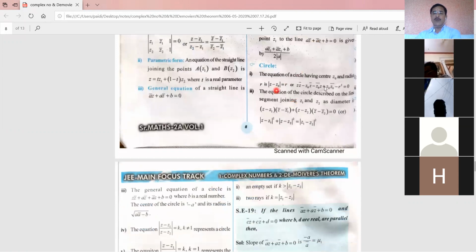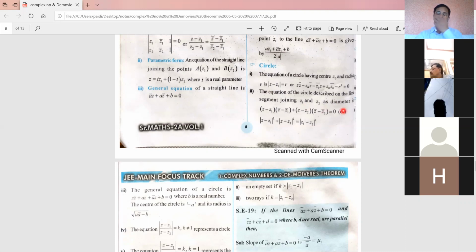And circle, the equation of a circle having center at Z0, radius R. So from the locus condition of a circle, CP is equal to R. From that concept, the equation of the circle is derived in the general form: (Z minus Z0) into (Z bar minus Z0 bar) minus R square is equal to 0, where Z is any point on the circle, Z0 is the center of the circle and R is the radius.